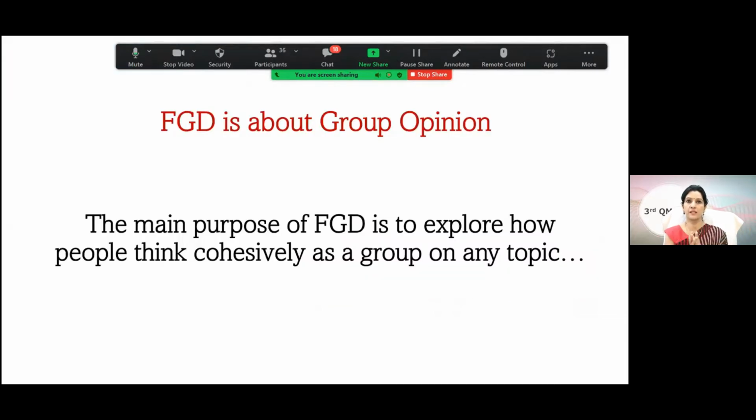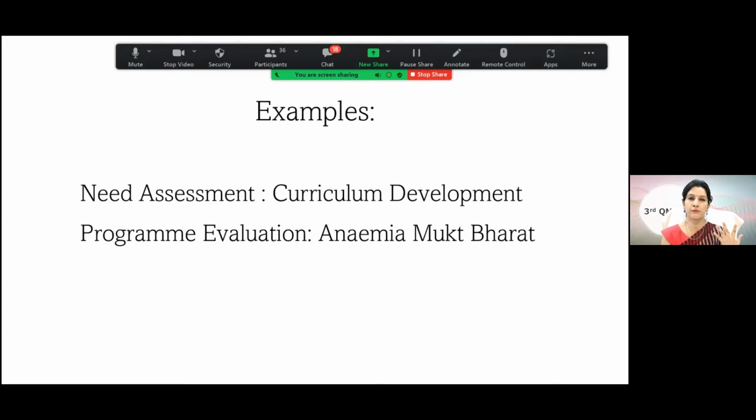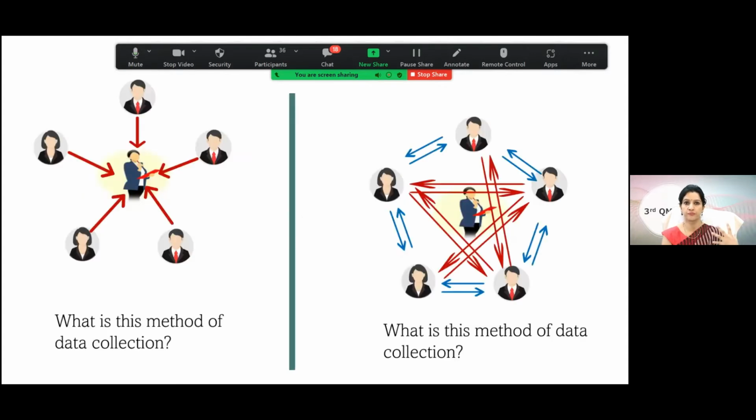So FGD is about a group opinion, and the main purpose of FGD is to explore how people think cohesively as a group. So what is a group opinion? Like I said, it is basically about exploration of the group opinion. Like if you want to do a needs assessment for curriculum development, you can do FGD of undergraduate students, or for program evaluation like Anemia Mukt Bharat, you can do a group FGD.